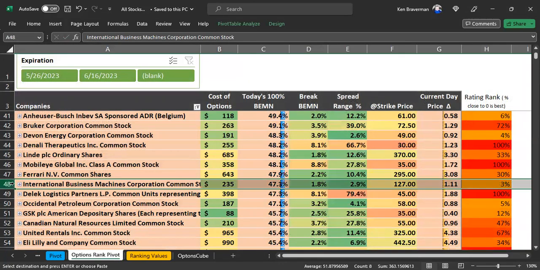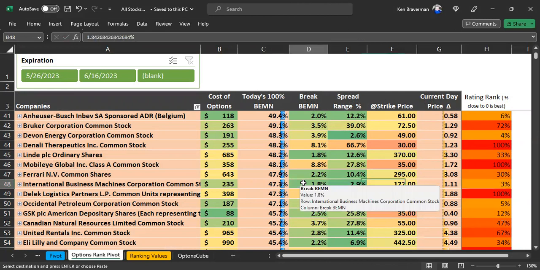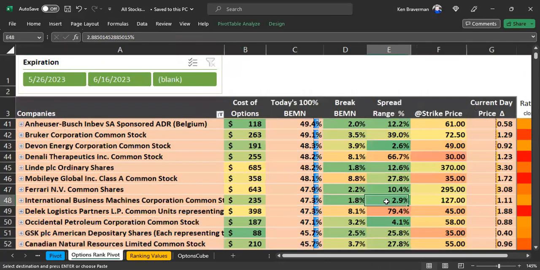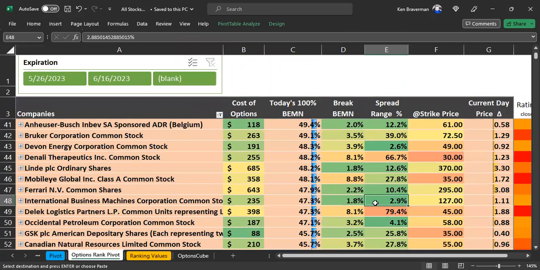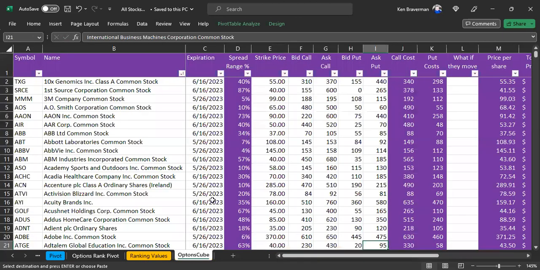Here they are, about 235 bucks. They're great percentage down here. They only have to move 2% this week for you to make money, is what that's saying. Anything over 1.8, their spread range is really low, meaning there's a big market for these options and they're priced very, very close to the dollar, because you can see that and understand how good that really is.